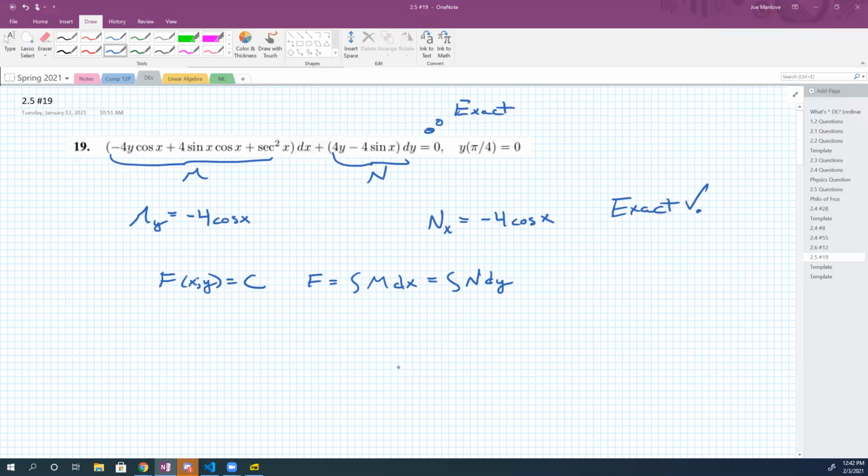I'm a sucker for pain, and I always integrate the left factor first, but you can do it the other way around if you like.